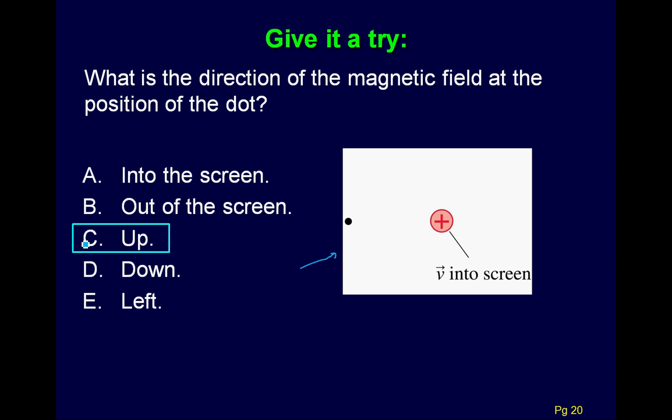Okay, so hopefully you got up. So again, in this case here, since there's a positive charge going into the screen, my current goes into the screen. And so this point over here, if I draw circles around this, that's not a very good circle, sorry. But if I draw a circle, if my thumb goes into the screen, my fingers curl around in a clockwise fashion. And so at this point right here, it would be pointing upwards. Just like if it was a point over here, it would be pointing downwards. And if it was a point over here, it would be pointing to the left, all that kind of stuff. So the answer should be up.